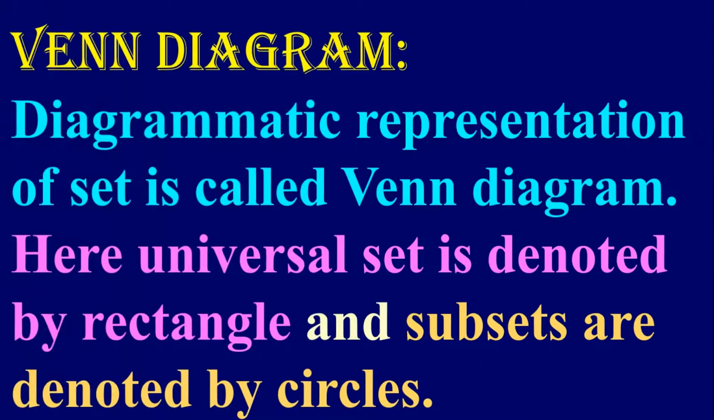Now first we study about Venn diagram. So what is a Venn diagram? Diagrammatic representation of a set is called a Venn diagram. Here the universal set is denoted by a rectangle and subsets are denoted by circles. So when we write a Venn diagram, the universal set is denoted by a rectangle and subsets are denoted by circles.